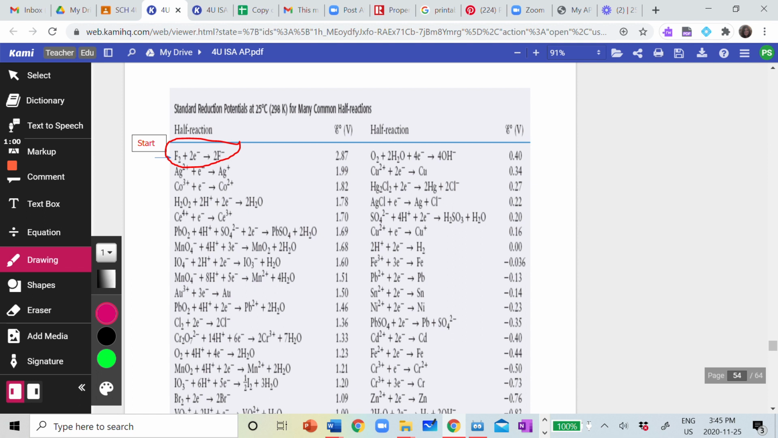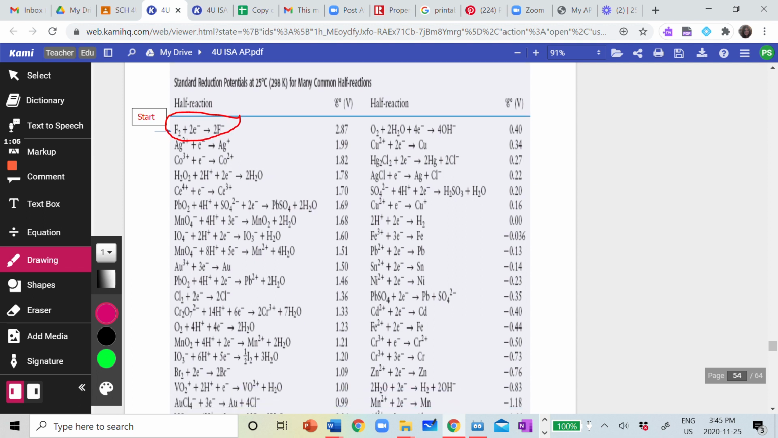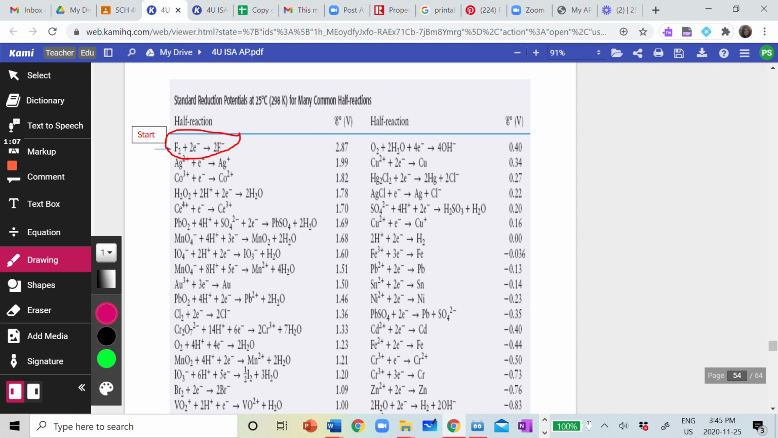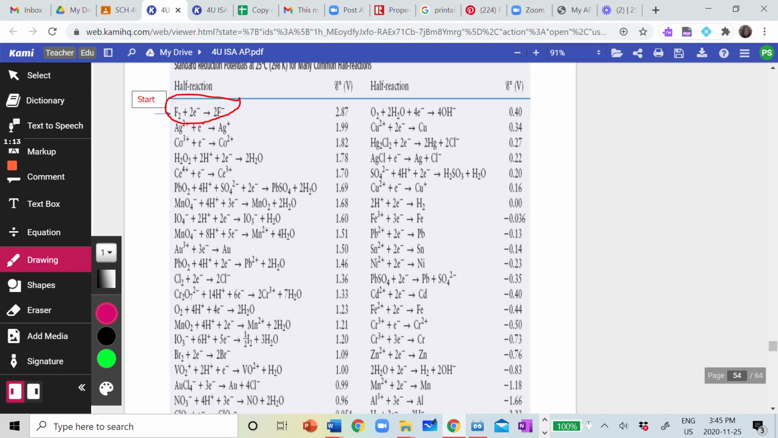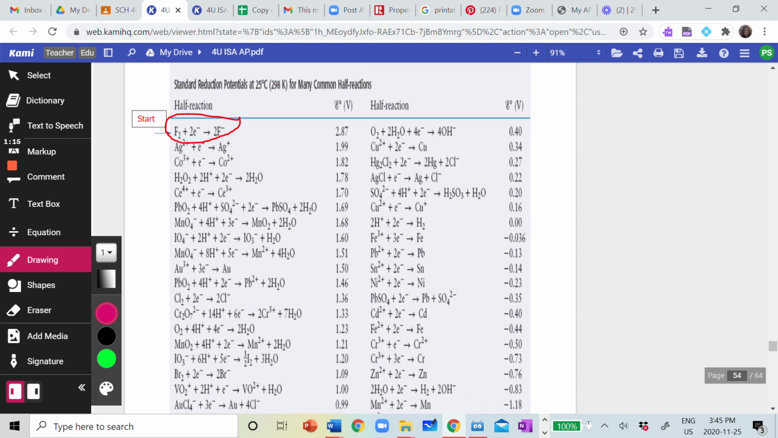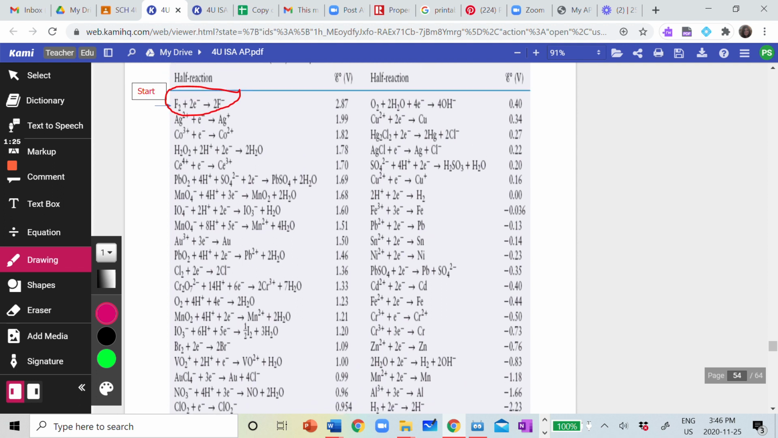Instead, what scientists have done is they've determined a standard, because you can't measure the potential of a half cell. It can only be of a full electrochemical cell. So they decided on setting a standard reaction against which all other cells, half cells, I guess, would be measured. And the standard reaction that they chose was this reaction here, the reduction of hydrogen.